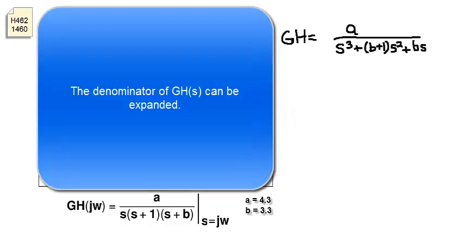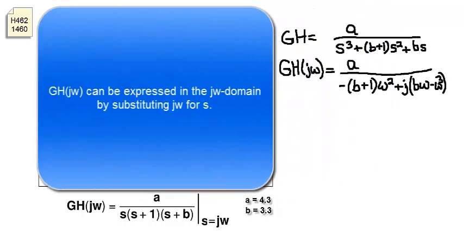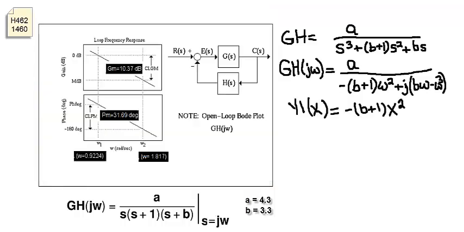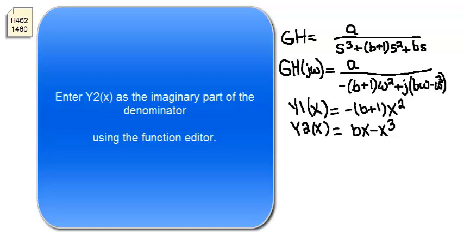The denominator of GH can be expanded in the S domain. GH can be expressed in the j omega domain by substituting j omega for S. Enter y1 as the real part of the denominator using the function editor where x is omega. Enter y2 as the imaginary part of the denominator using the function editor.